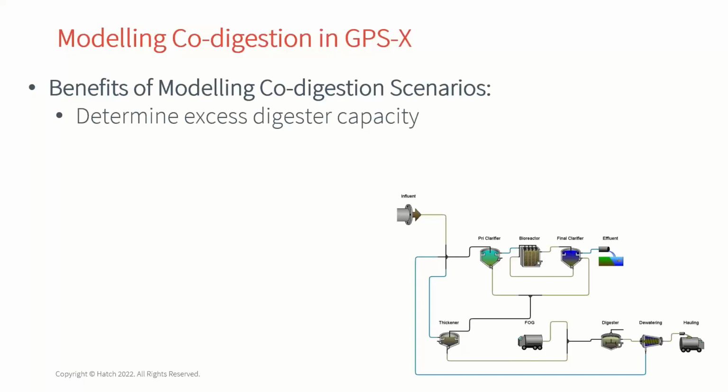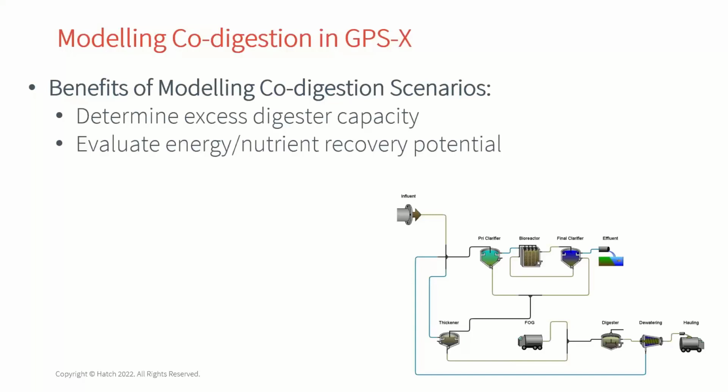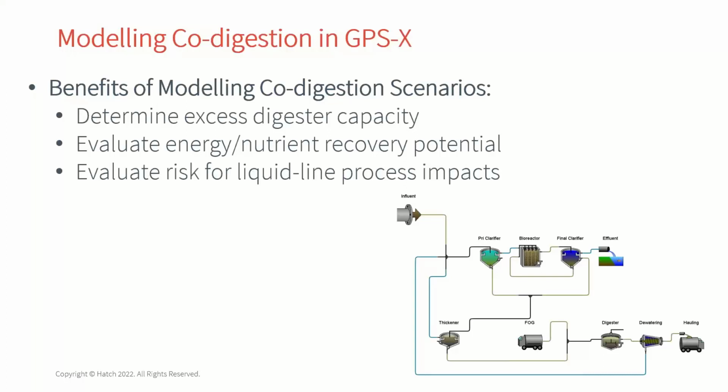So in this case, you could figure out, working from your existing system, if I modeled that, how much extra room, how much extra of that food waste could we accept and not upset our digester. The next step in that process would then be, okay, how much energy and/or nutrient recovery does that give us? How much potential do we have to capture all of that?